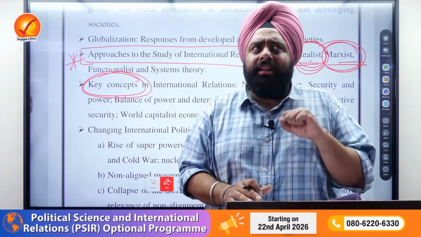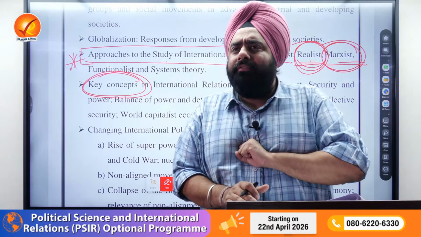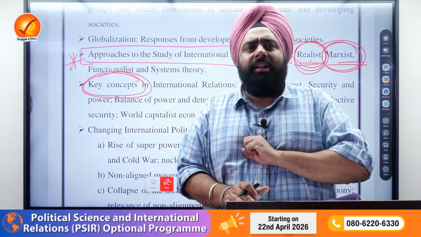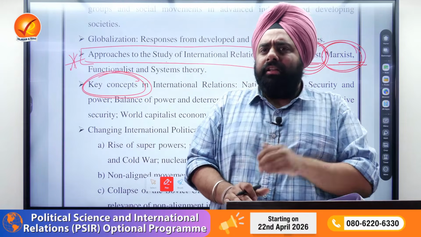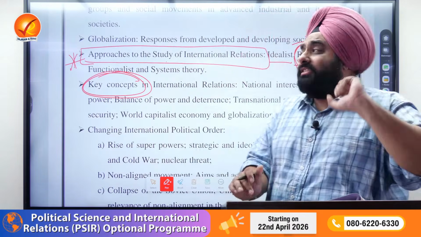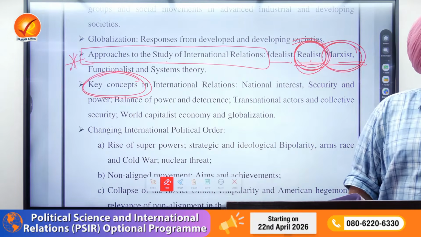If you have been reading the newspaper, students, in the Indian Express, you may have read IR articles written by a scholar called C. Raja Mohan. Have you heard his name, C. Raja Mohan? He writes in the Indian Express. Now, C. Raja Mohan is a realist scholar. He believes in the theory of realism.